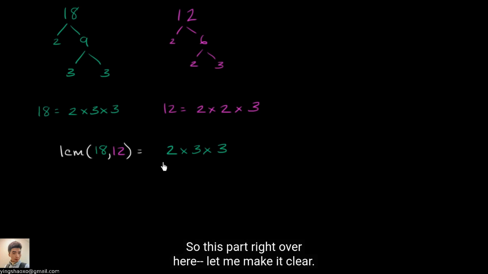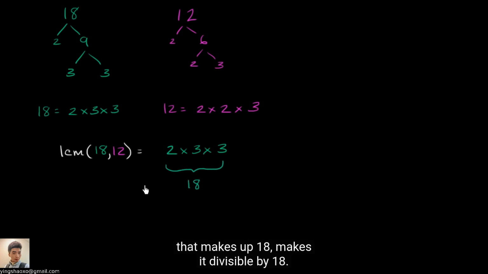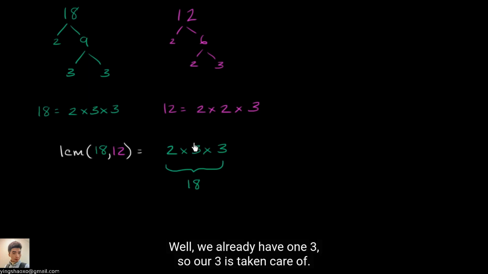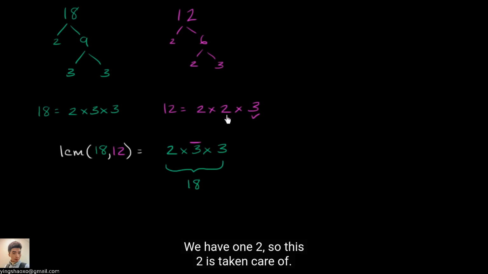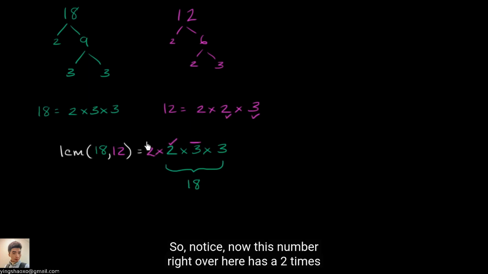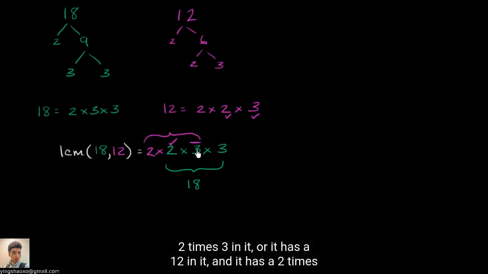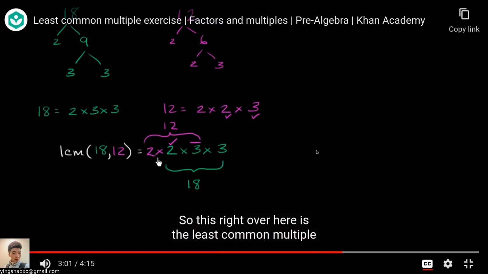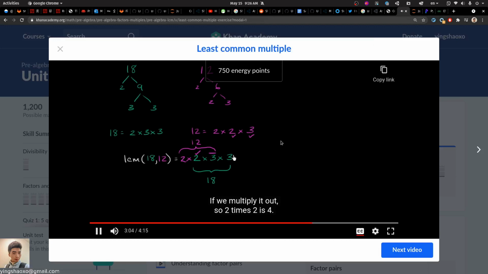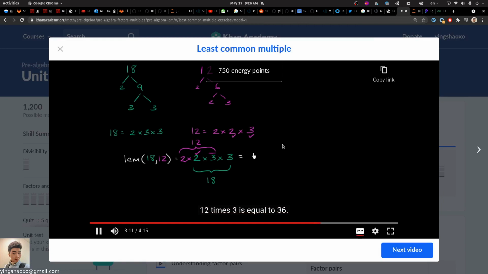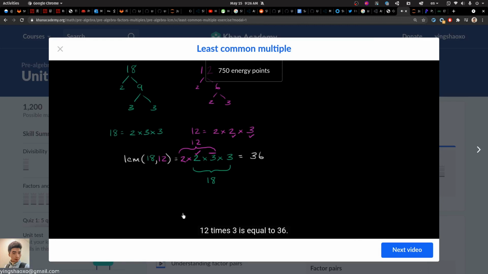And now let's do 12. This part right over here is the part that makes 18. And then for 12, we need 2 twos. Well, we already have one 2, but we don't have 2 twos, so we need another 2 here. Notice now this number has 2 times 2 times 3 in it, so it has a 12 in it, and it has 2 times 3 times 3, or an 18. So this is the least common multiple of 18 and 12. We multiply it out: 2 times 2 is 4, 4 times 3 is 12, 12 times 3 is 36.